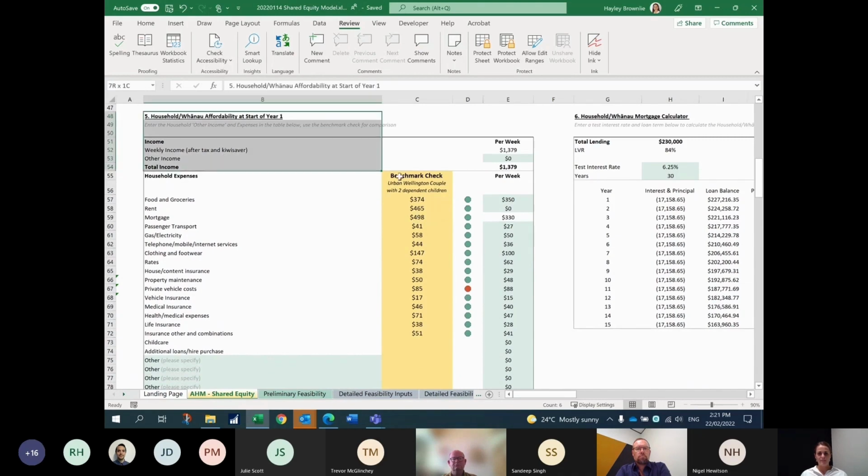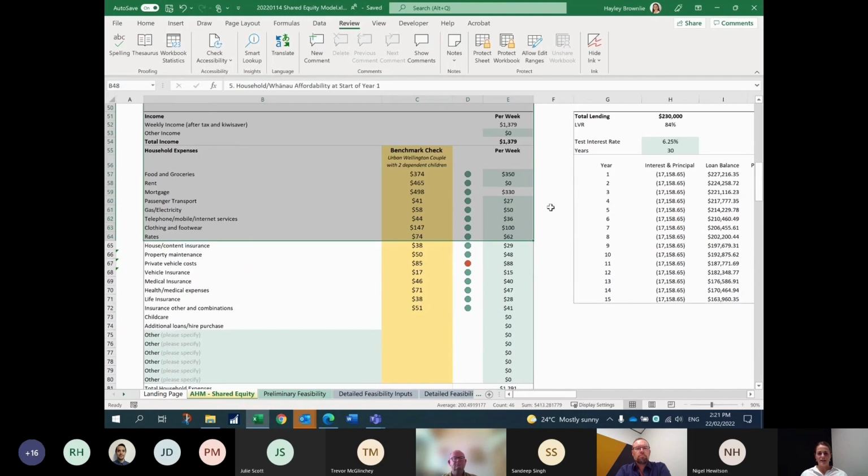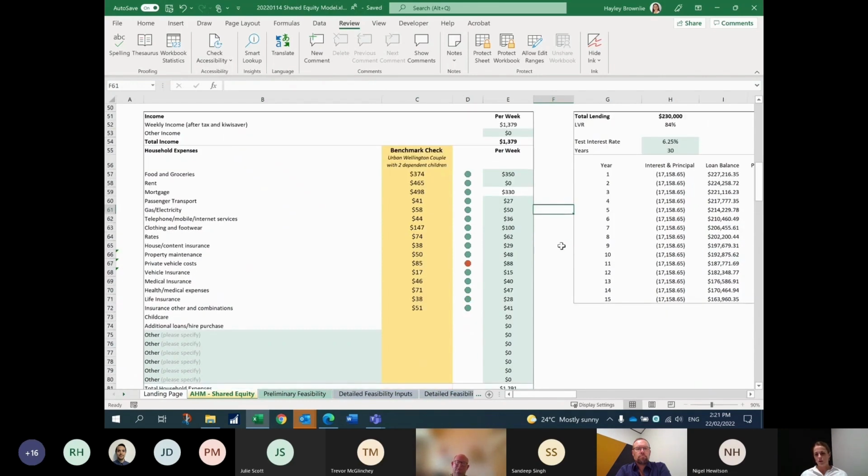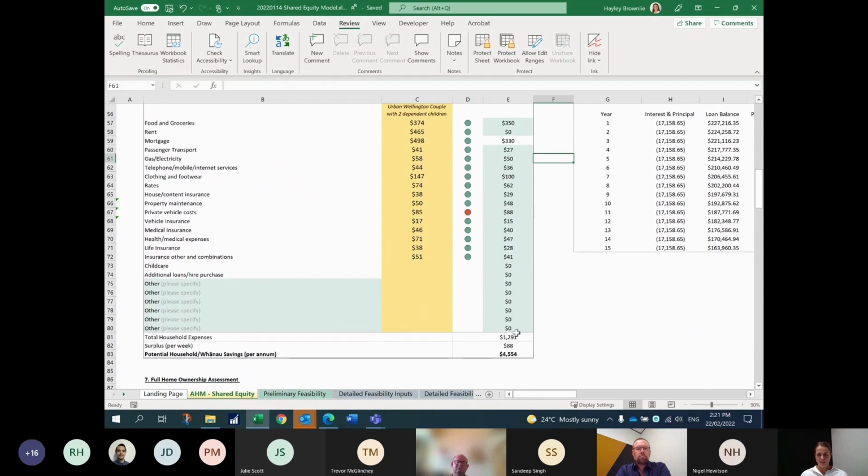Table 5 here provides an affordability budget at year 1. So it summarises the gross income that we've inputted above and any other income that's available to the household, and then you can estimate the expenses that will be incurred on a weekly basis to provide an estimate of whether the household is in a surplus or deficit position each week. So you can see for this household, they're saving $88 a week, and that's a potential saving of $4,500 per annum.